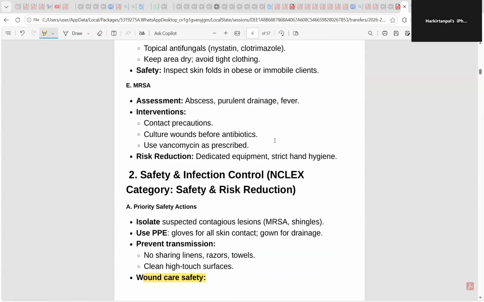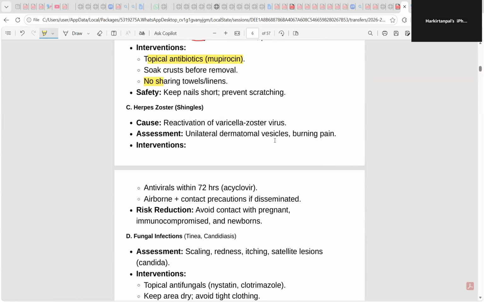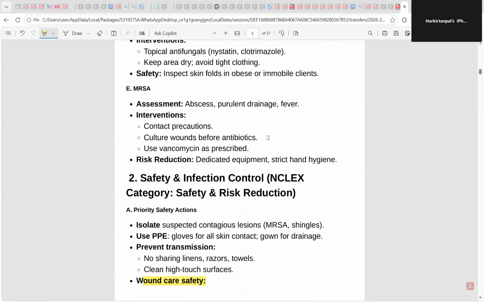So actually this theory is mainly focusing on the NCSBN criteria. Under the criteria only I have selected the topic. You just go through it, you will get clarity on it.